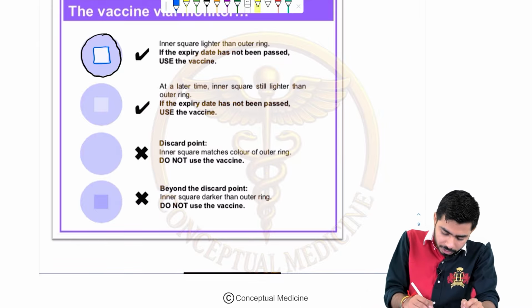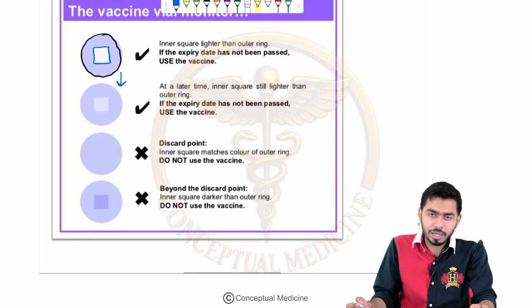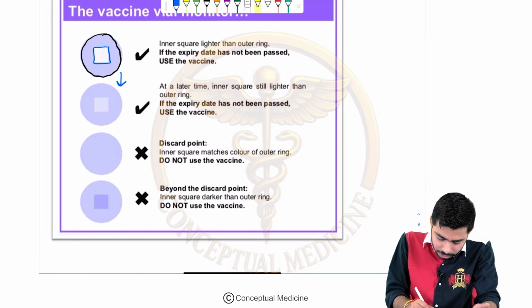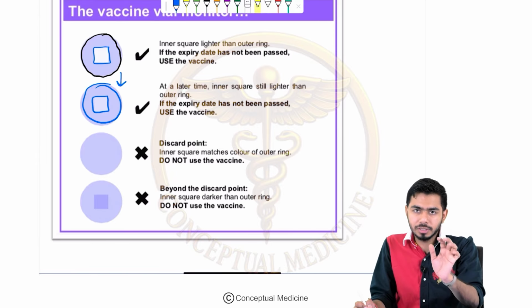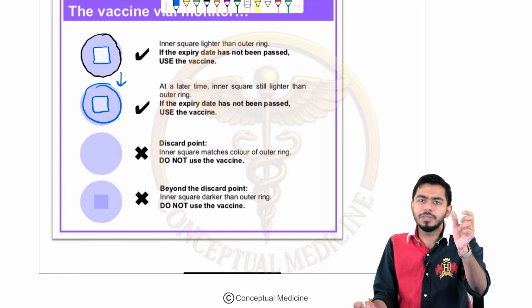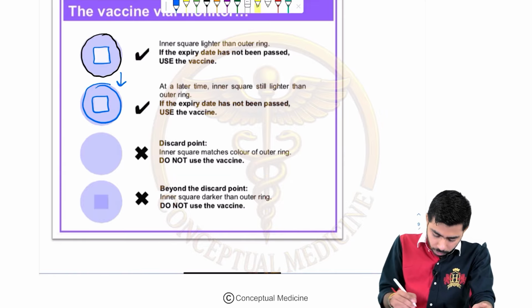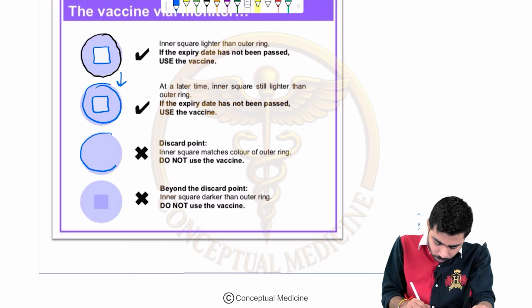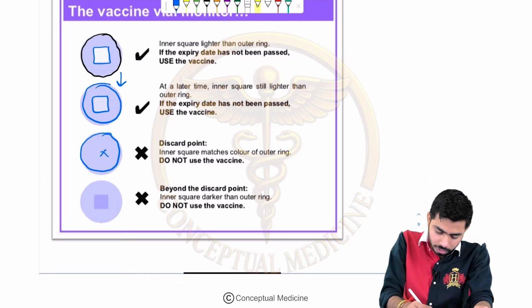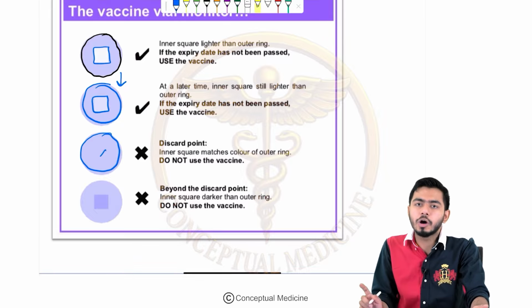With time it is fading in color. So after some time it will be looking like this. Still you shall be using this vaccine, because you can see that there is a circle, and inside the circle there is a square. But after some time, as I said, this square will be vanishing with time. So in this one you can't see where the square is. In the center of the circle we can't see the square over here. So we shall not be using it anymore.